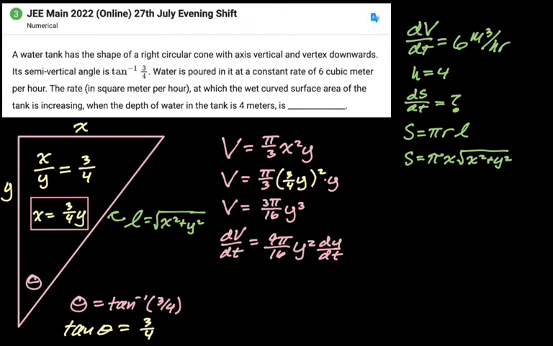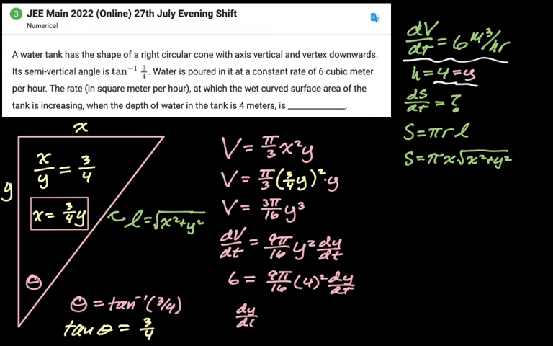So that's going to give me 9 pi over 16 y squared dy/dt. I need to know what dy/dt is. I know what dV/dt is, and I actually know that y is going to be 4, because that's the way we set up the problem. So 6 is equal to 9 pi over 16, 4 squared dy/dt. The 16 and the 4 squared cancel, so you just end up with dy/dt is 6 over 9 pi, or 2 over 3 pi. And that would be in meters per hour. We don't really need the units on the intermediate answer, but it's always good to put them.